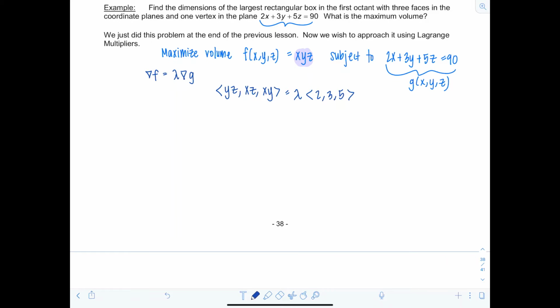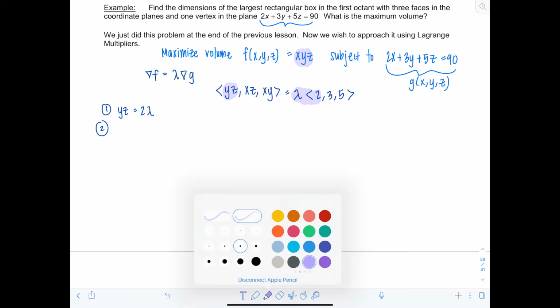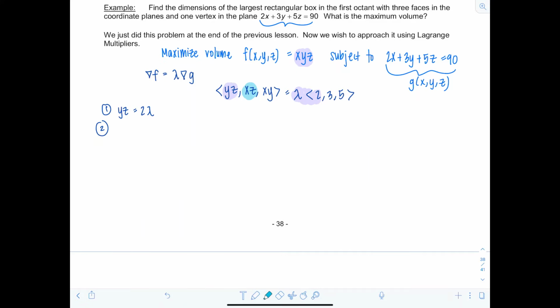Beautiful. So now I have 4 unknowns to solve for, x, y, z, and lambda. So let's list out several equations. I can set the corresponding components equal to each other. So first equation I have is that y times z must equal 2 times lambda. Equating the second component, I would have xz is equal to 3 times lambda.